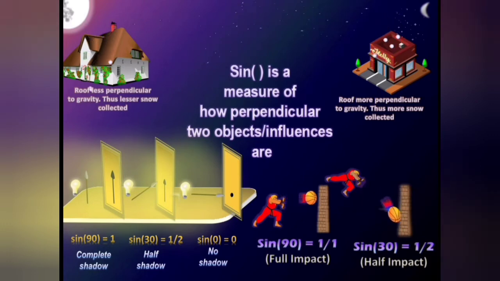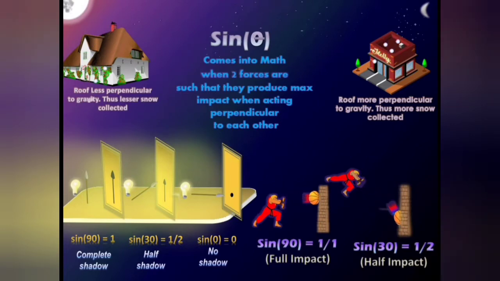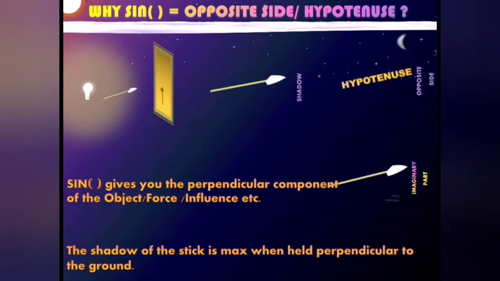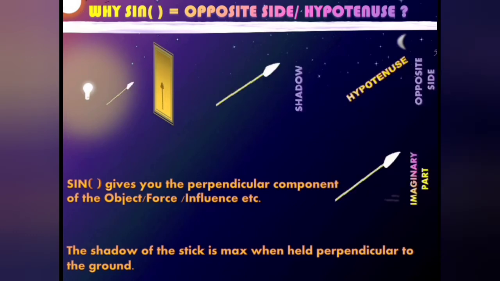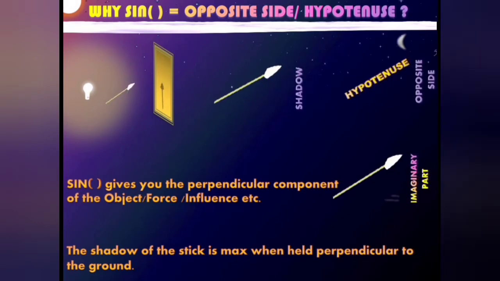In other words, sine theta comes into math whenever two forces are such that they produce maximum impact when acting perpendicular to each other. What if you can visualize the actual reason of why sine theta equals opposite side upon hypotenuse with the help of an animated example as you are seeing on the screen?